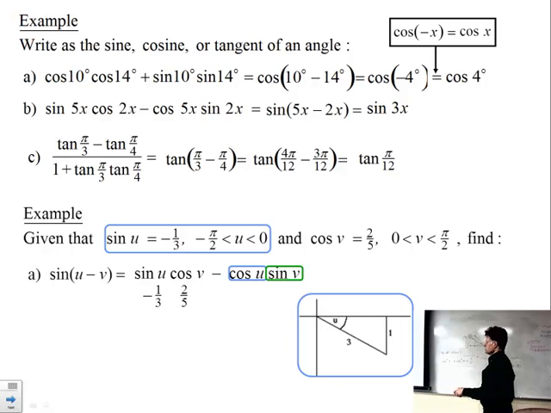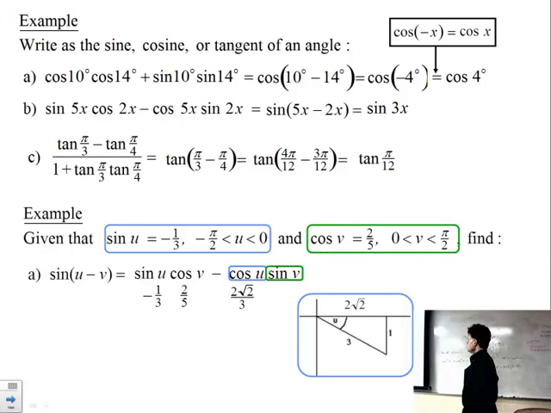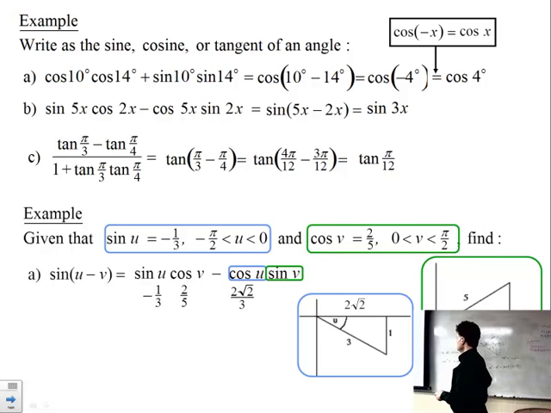So on the adjacent, what do I have? It's 2 square roots of 2, and it's positive, right? Because it's to the right. So positive 2 square roots of 2. Quadrant 4. Okay, good. So cosine of u is then going to be 2 root 2 over 3. Now I've got to do the same thing for sine of v. But now I'm in quadrant 1, so everything's positive. So I have 2 on the adjacent, 5 on the hypotenuse, and so what's over here? Square root of 21.